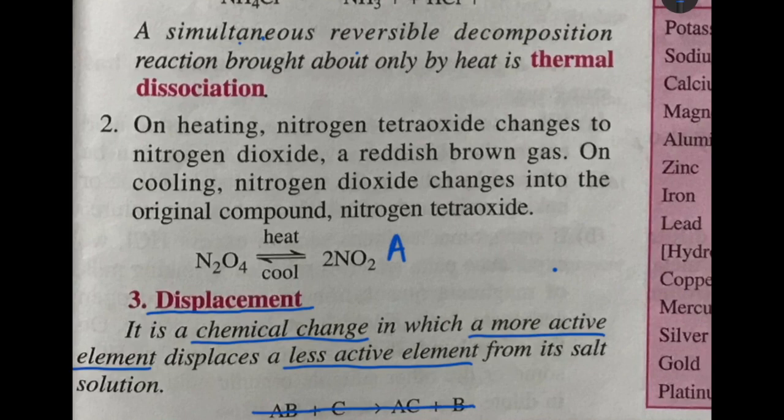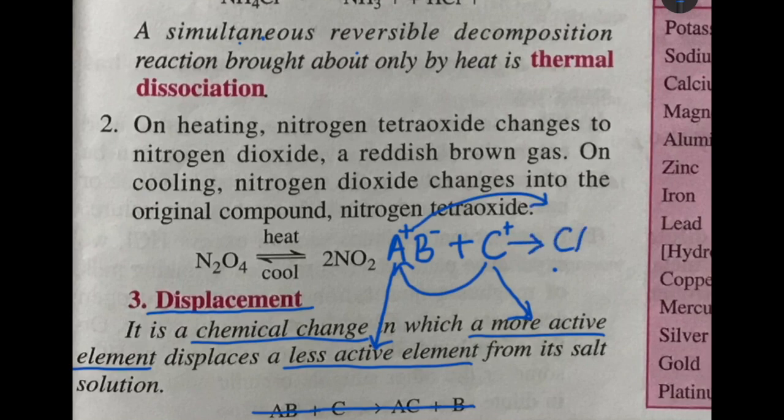Now see, AB is a compound where A is the positive radical and B is the negative radical. And then there is another element C which is positive. Now, when we look at A and C, the positive radicals, you will see that C is more active and A is less active. So in this reaction, C will come to take the place of A and A will be displaced out. So here, what will you get? We will get CB plus A. Okay, so a more reactive element displaces the less reactive element from its compound.